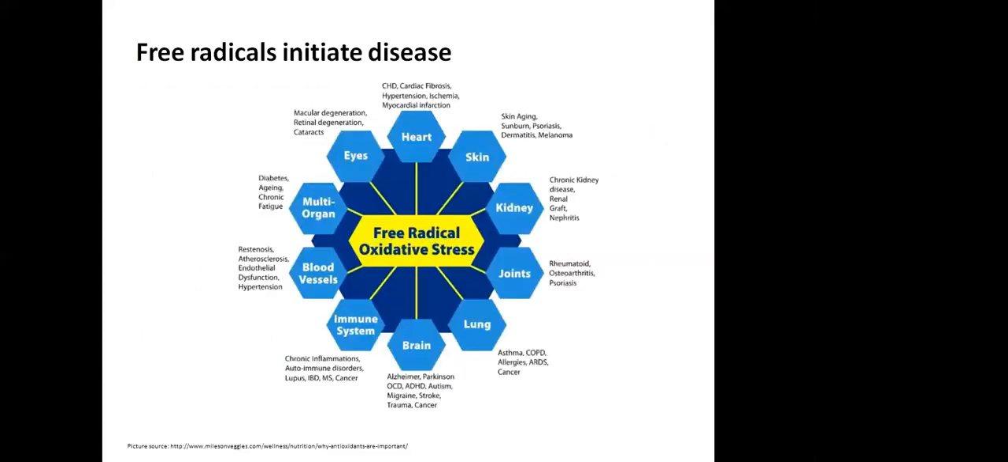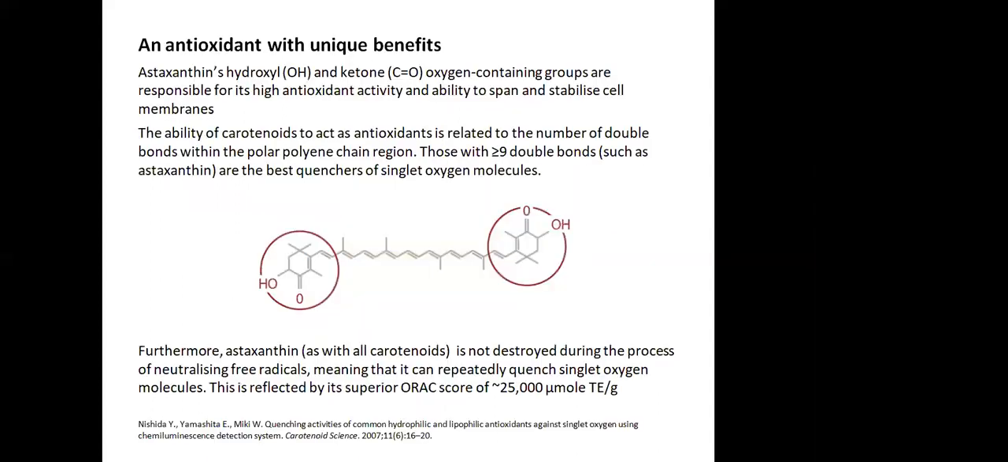And we know, so here we go, a lovely little diagram basically pointing out free radical oxidative stress hits anything from the brain to the heart to kidneys, eyes. So yes, free radicals initiate disease, and I think we are all on par and in agreement on that.